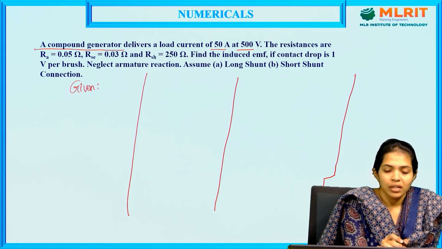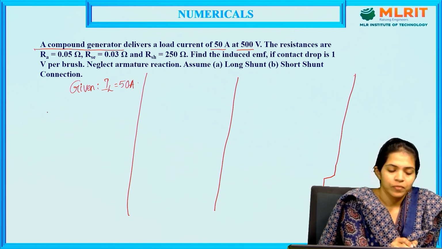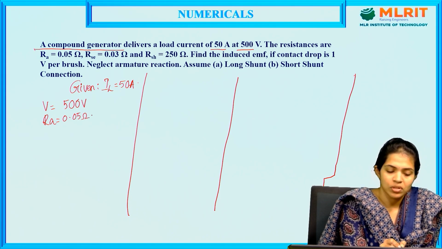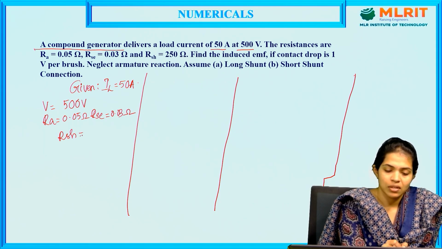So given data, load current is given as 50. Voltage is given as 500. RA is given as 0.05 ohms and RSC is given as 0.03 ohms. RSH is given as 250 ohms.